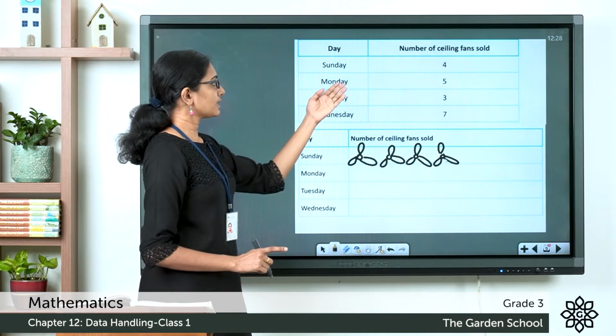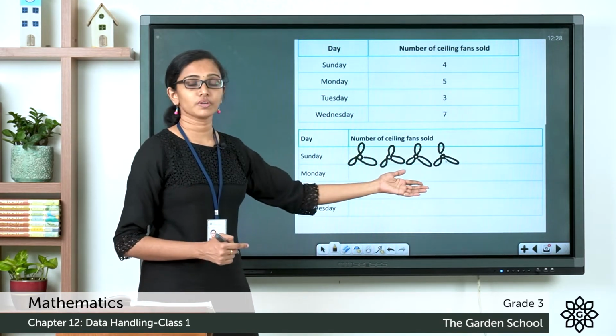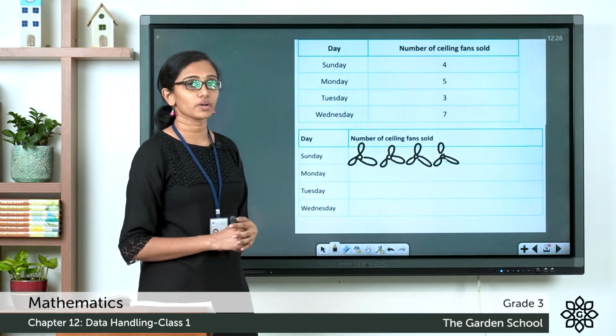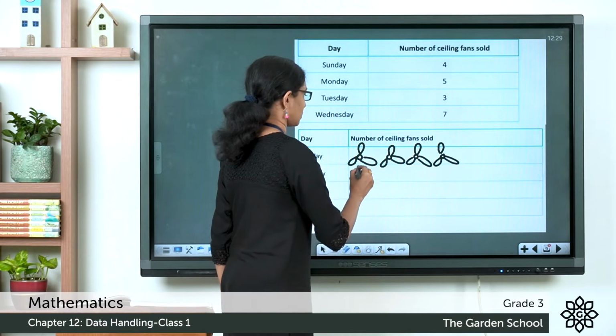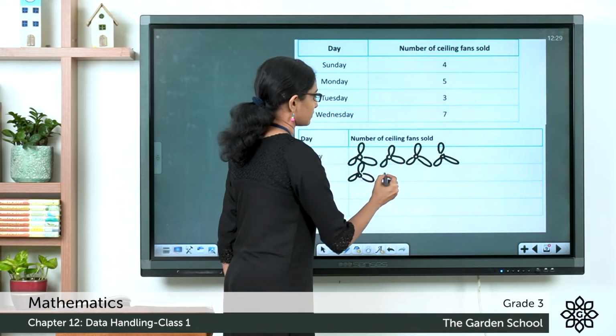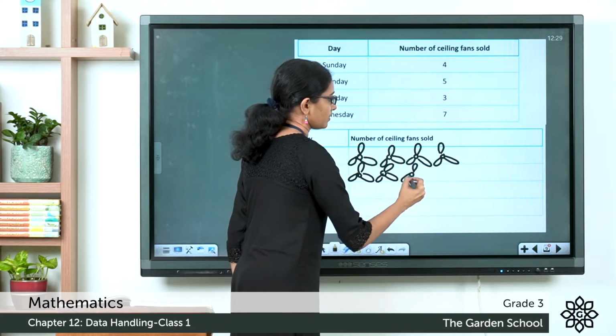On Monday, 5 ceiling fans were sold. Can you tell how many images or symbols we should draw here? We should draw 5 symbols. So let's do that. On Monday, 5 ceiling fans were sold, so we are drawing the image of 5 fans here.